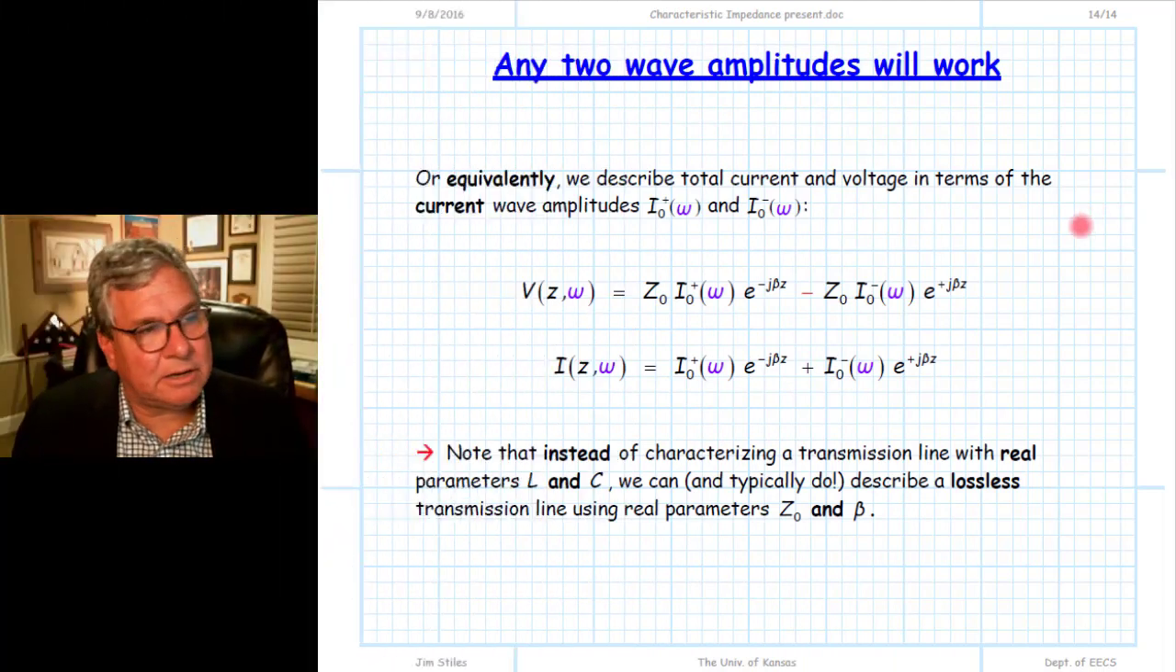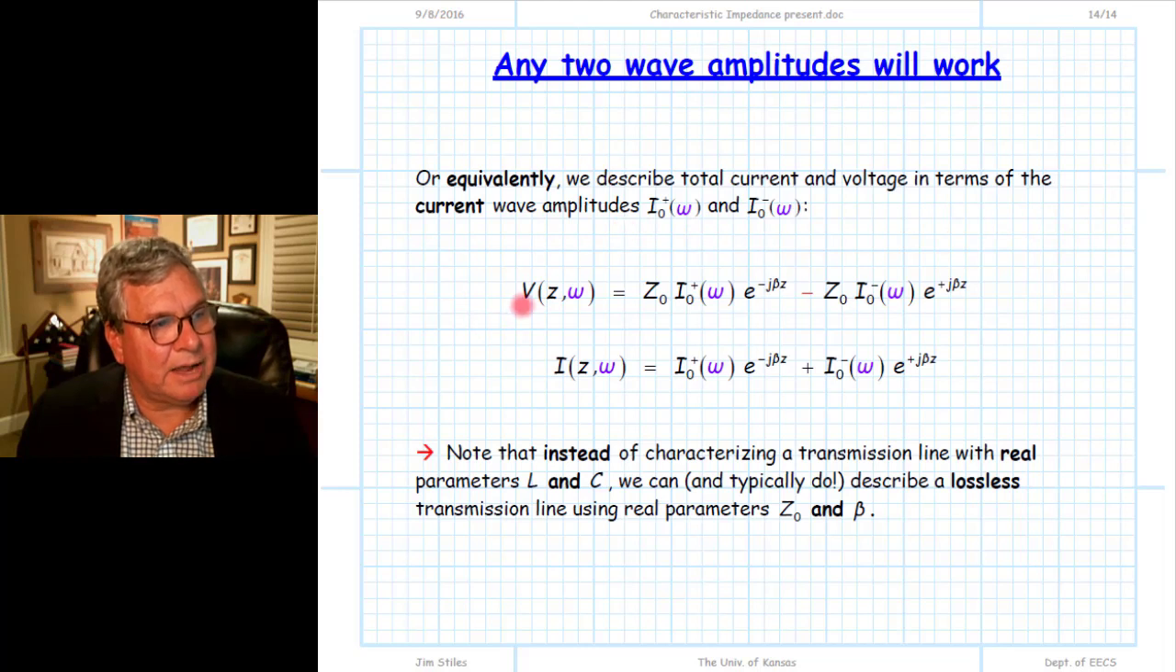So just for completeness, I just want to point out that we could write our telegrapher equation solutions, the total voltage and total current, instead of in terms of I0 plus and I0 minus. So we could use the current complex wave amplitudes. They're just as important and valid as the voltage complex wave amplitudes. But generally speaking, we don't. The tradition is to write everything in terms of V0 plus and V0 minus. But I just want to point out there's nothing that's particularly more right to express everything in terms of voltage as opposed to current. We can also do it with respect to current.